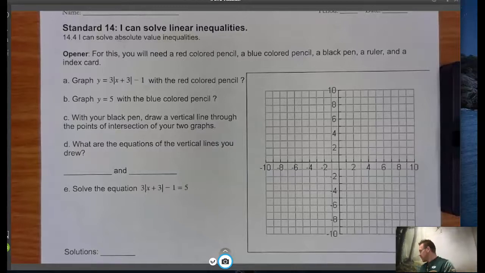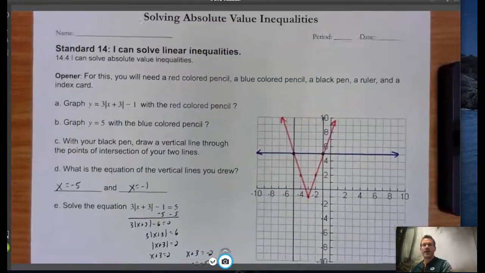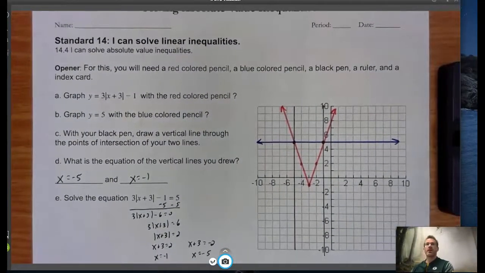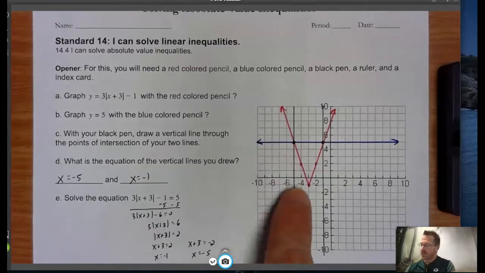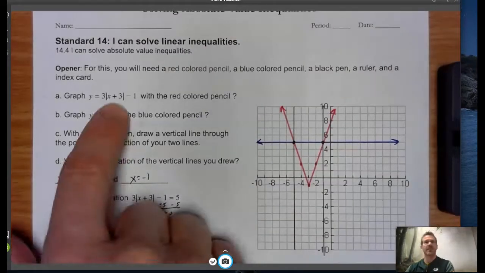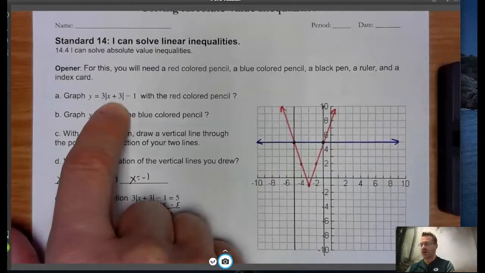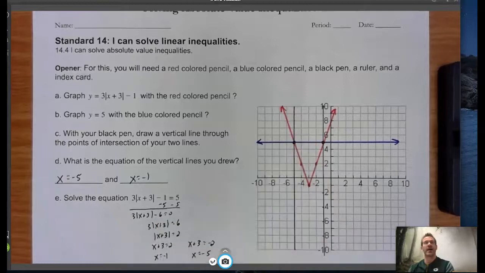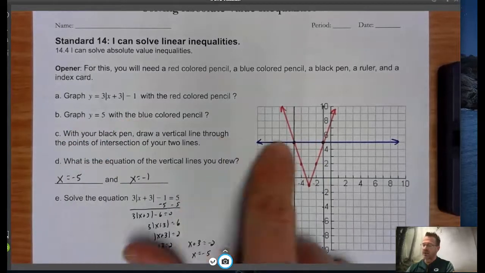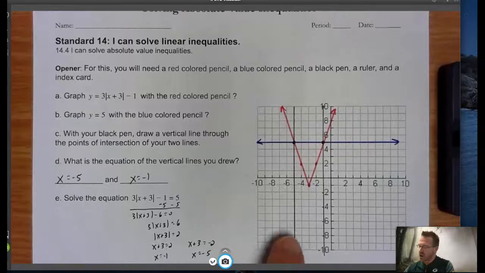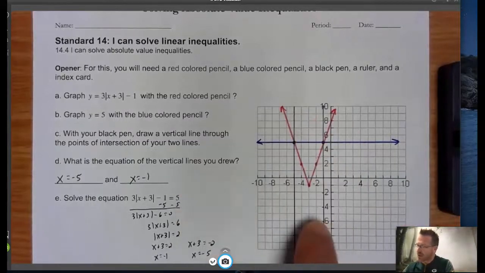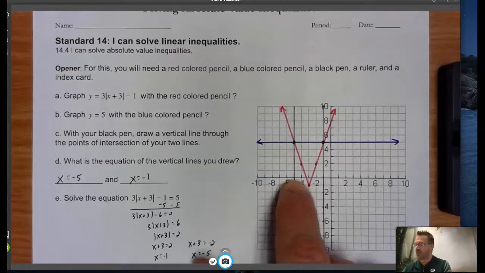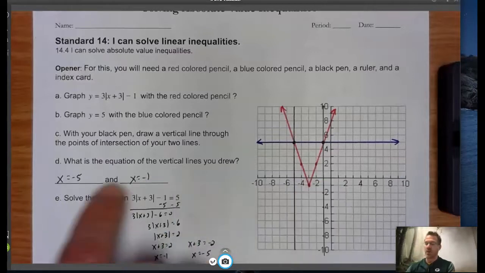All right, so let me pull my answer key up here. Now you can see the work. Here's what we wanted you to see. Here's our red graph, that's our absolute value. We have a vertex of -3, -1. We have a rate of change of 3 over 1, so up 3 to the right 1, up 3 to the right 1, and to the left there to create that. We have a horizontal line at y equals 5. Notice we drew these vertical lines through our points of intersection, and those vertical lines are at x equals -5 and x equals -1. So that's part D there.